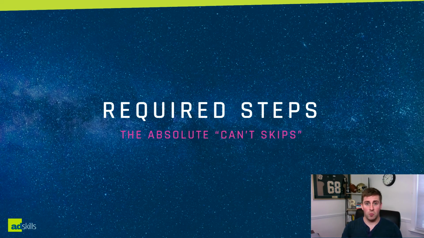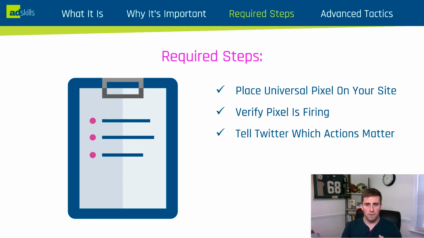All right, so these steps that we're going to talk about right now are the absolute cannot-skips. You have to have these in place in order to have your Twitter conversion tracking working. So the steps are, first, you need to place your universal pixel on your website. I'm going to show you how to generate it and then put it on your site with two different options. Then we're going to go through it and verify that your pixel is firing. It doesn't make sense if it's on your site if it's not actually working. So we're going to verify it's working.